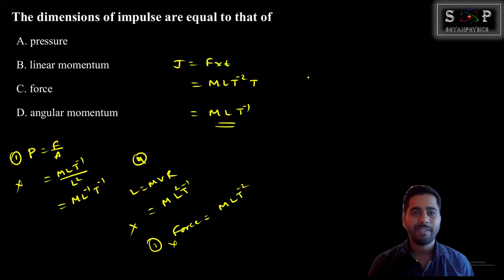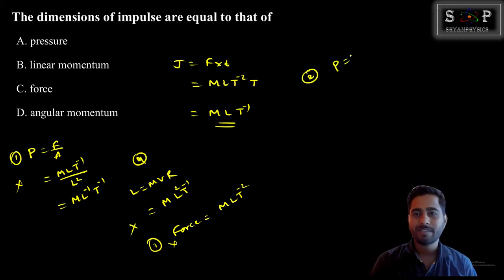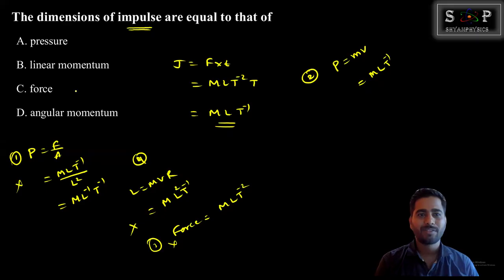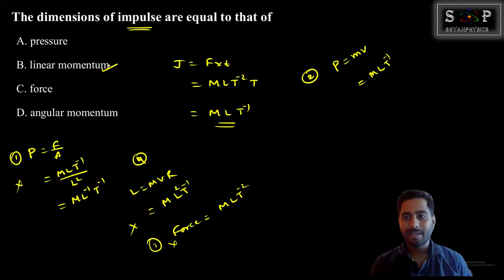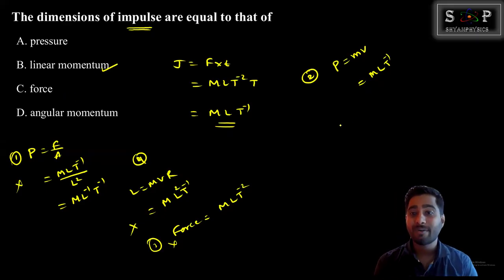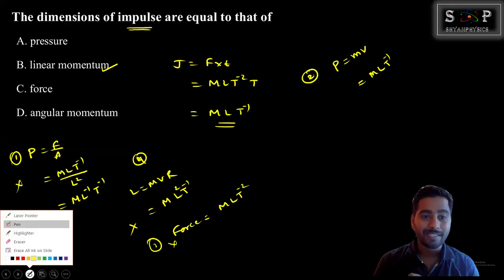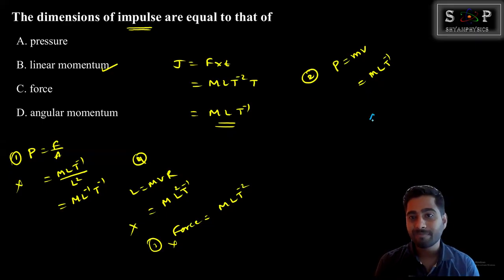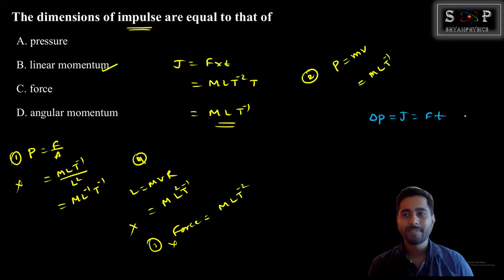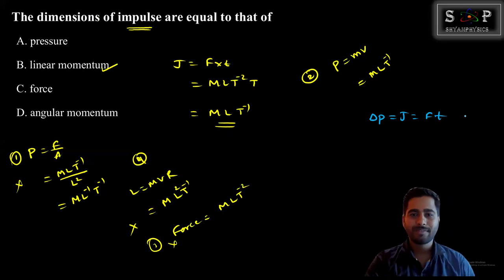Okay, let's take the second one. Linear momentum means P is equal to M into V. Mass is M, length times time to the power minus 1. Exactly matching. So the impulse is matching linear momentum. No need to calculate also. Basically, what is impulse? Impulse is nothing but change in momentum. The change in momentum we call impulse, that is force into time. Momentum dimension is matching impulse, that's all.